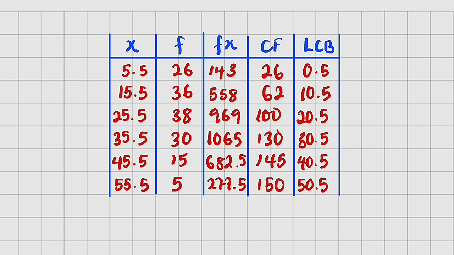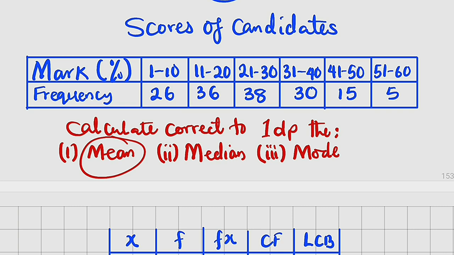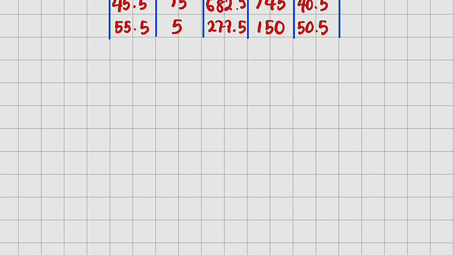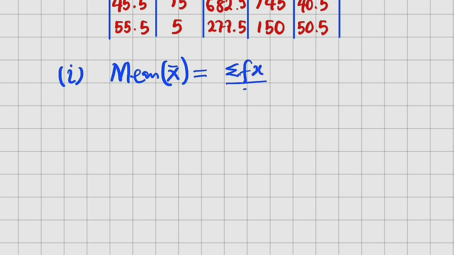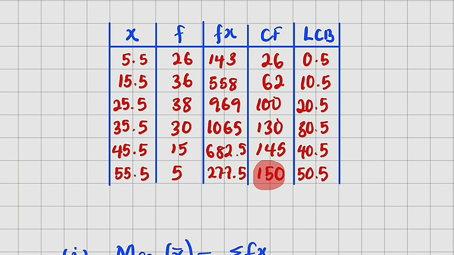All right. So we have just finished computing our table. Let's start with the first item here, which is the mean. So Roman number 1, the mean, which is denoted by X bar. This is equal to the summation of fx divided by summation of f, all right? This is the last cumulative frequency, 150.